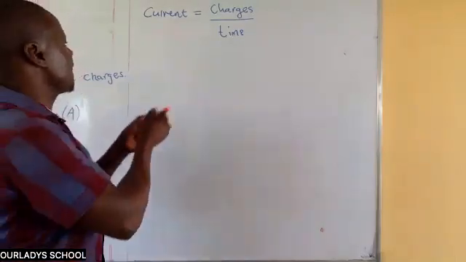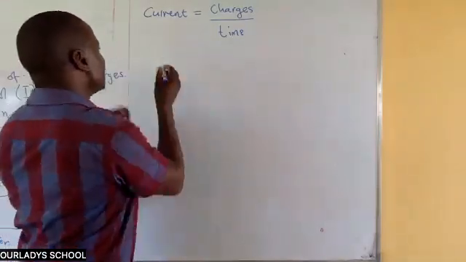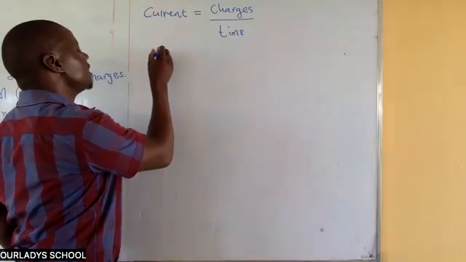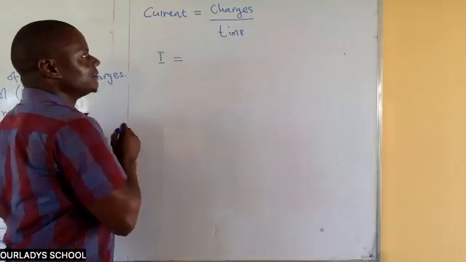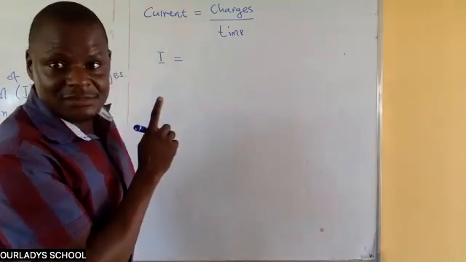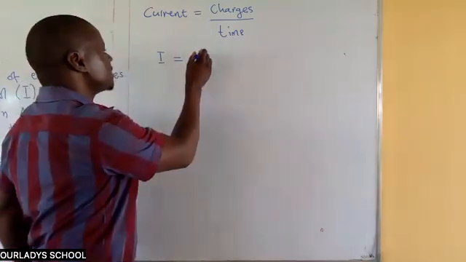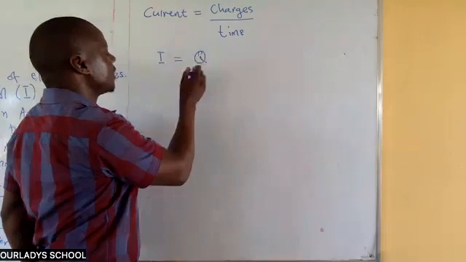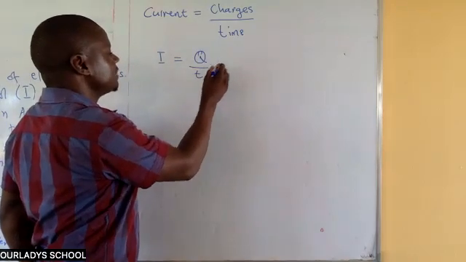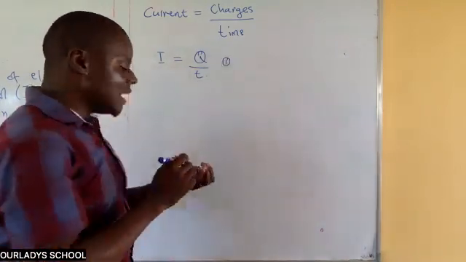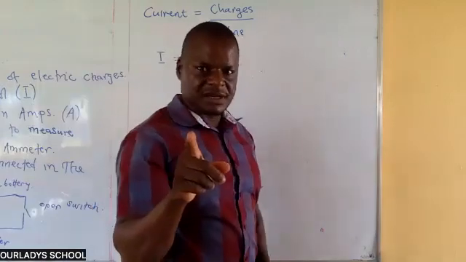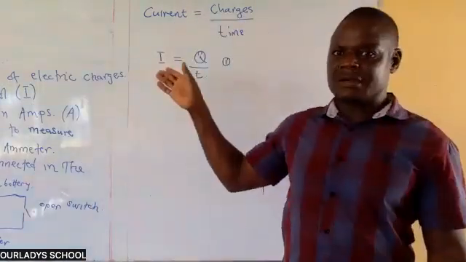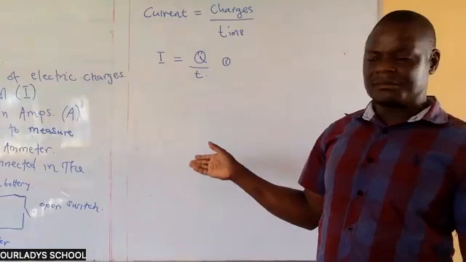Now, from here, we're saying that current, whose symbol is I, is given by charge over time. The symbol for charge is Q, and the symbol for time is T. So this is the first formula that we have made so far in electricity: current equals charge over time, I = Q/T.